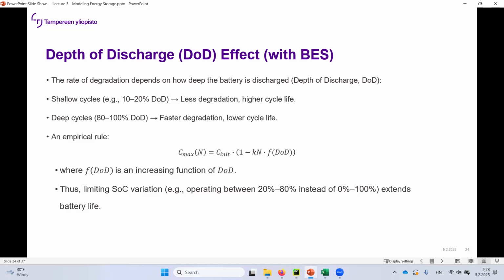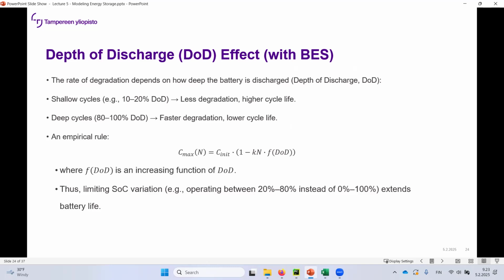Then the depth of discharge. So the rate of degradation depends on, as I said, how deep the batteries discharge. So the depth of discharge, shallow cycles or deep cycles. Deep cycles lead to fast degradation.